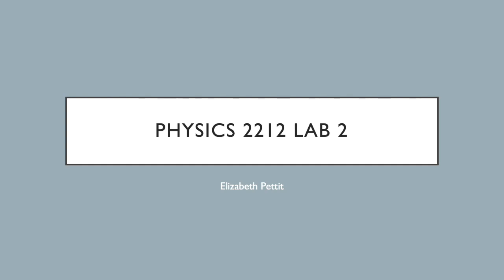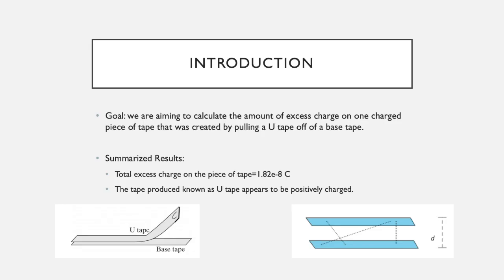Physics 2212 Lab 2 was about the amount of excess charge on an ordinary object and was an extension of the first lab. The goal of this lab was to calculate the amount of excess charge on a charged piece of tape that we were tasked with creating. Additionally, this lab was an extension of Lab 1, and we were tasked with trying to create a more in-depth GlowScript model for the experiment.